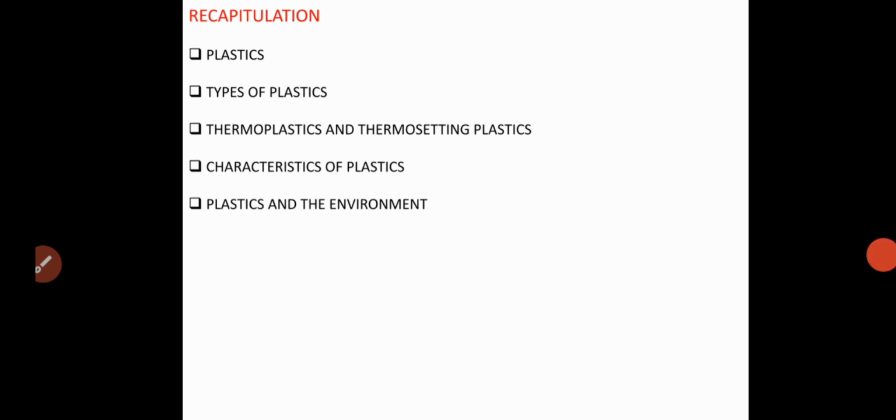Students, today we learned about plastics, types of plastics, thermoplastics and thermosetting plastics, and also the characteristics of plastics and the environment, that is, pollution, and also the preventive measures for that pollution to the environment.